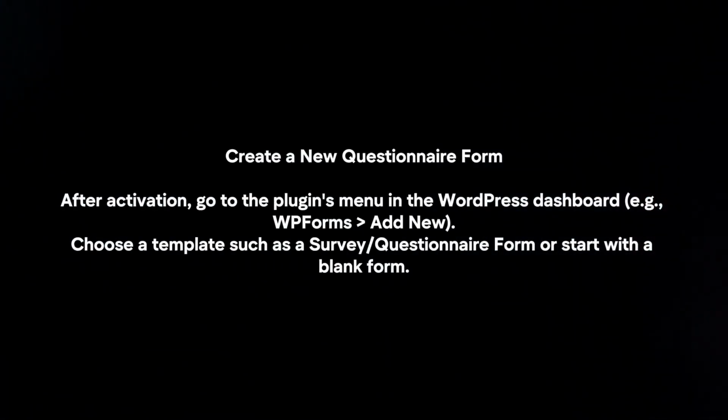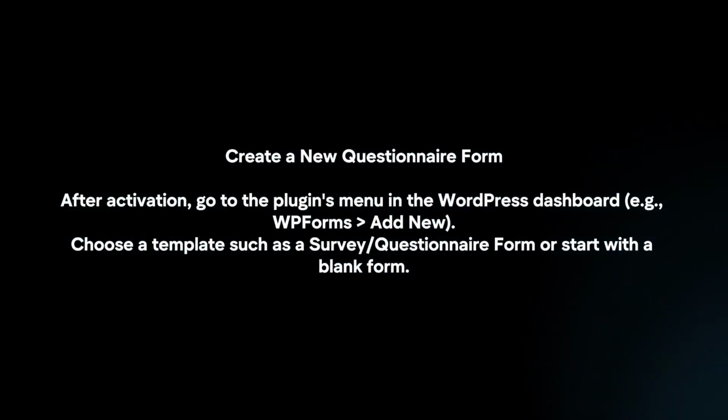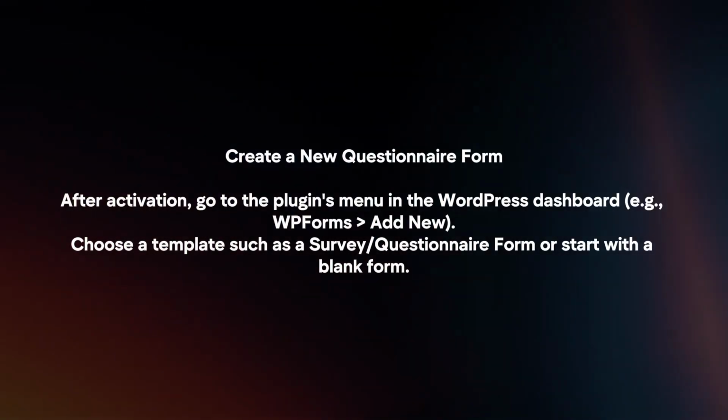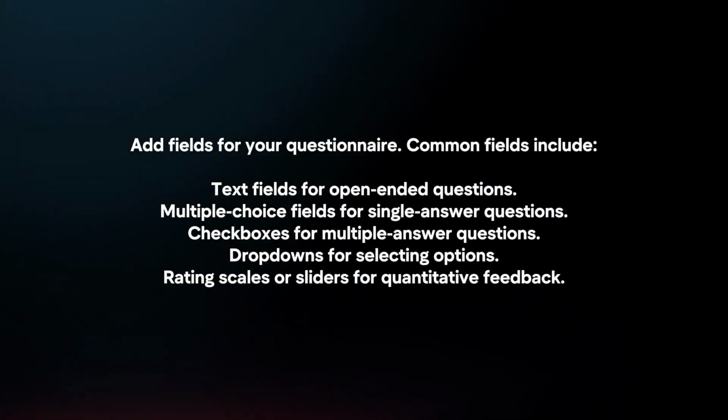Create a new questionnaire form. After activation, go to the Plugins menu in the WordPress dashboard. Choose a template such as survey or questionnaire form, or start with a blank form. Add fields for your questionnaire.